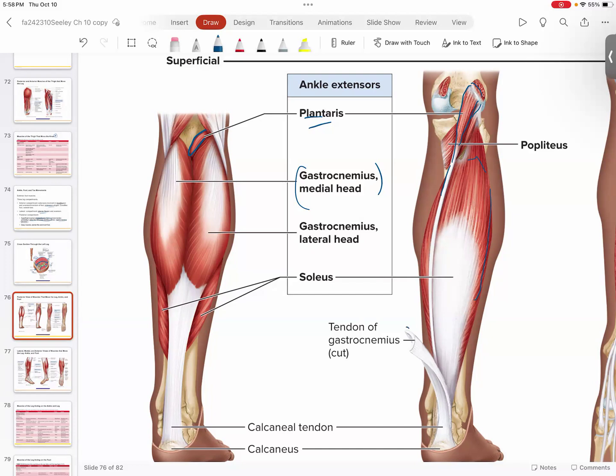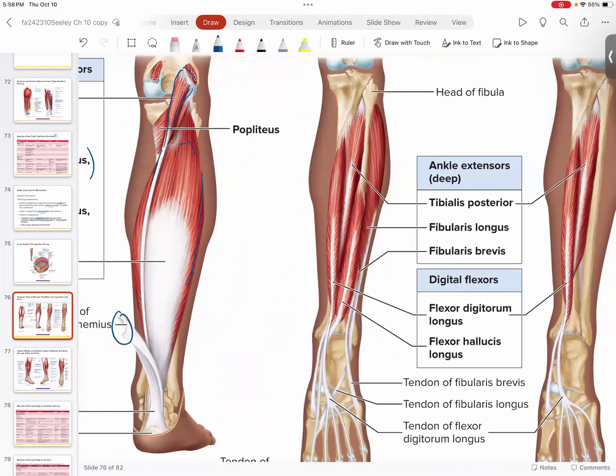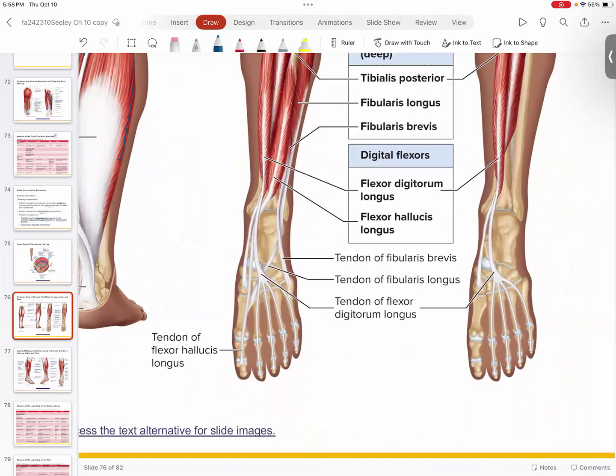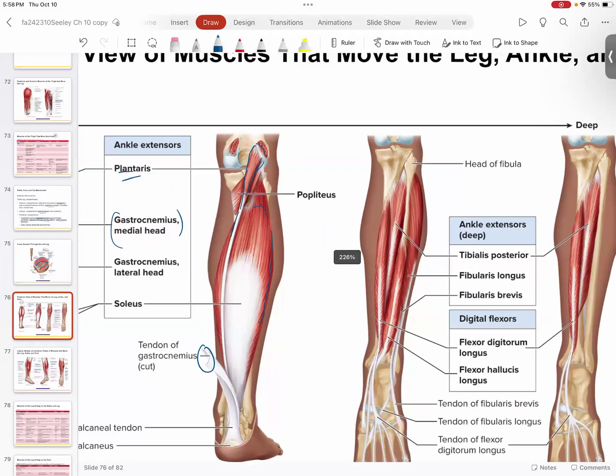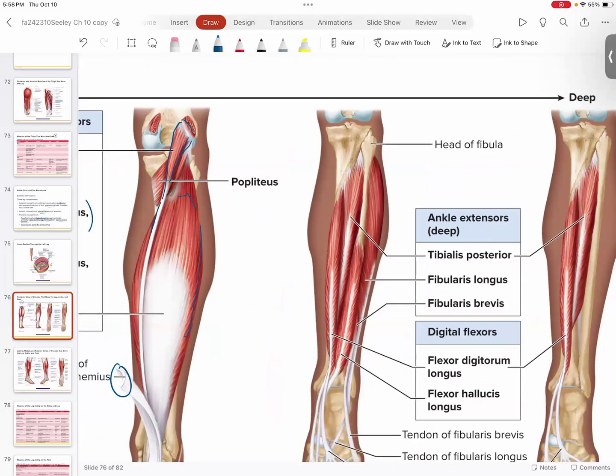So here's the cutaway of the gastrocnemius, the tendon that's left associated with that. So just underneath the gastrocnemius, you're going to see the soleus. Now, when you take a look at the deep, so if you go deep, you can see you're going from superficial. You cut away a piece. If you cut away the soleus, then you're going to be taking a look at some deeper muscles.